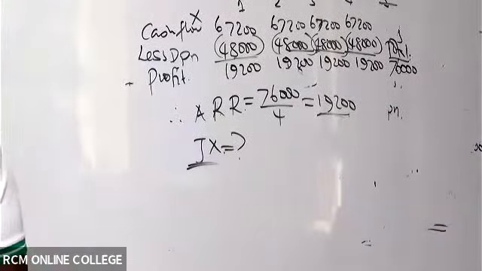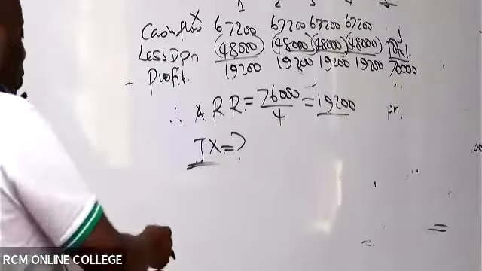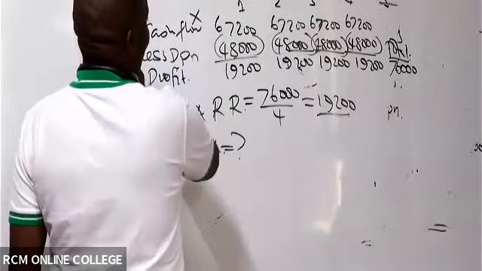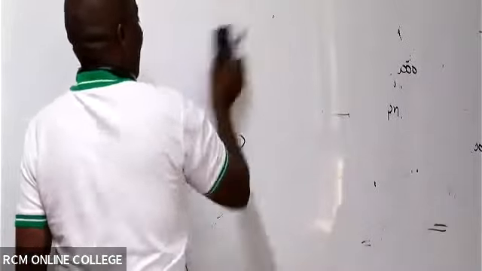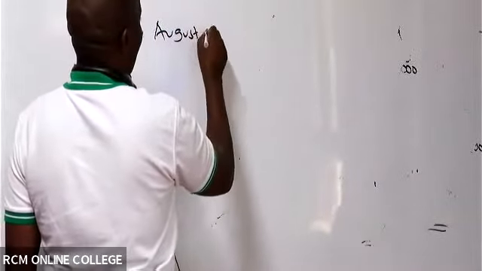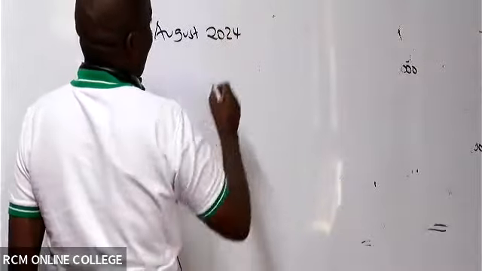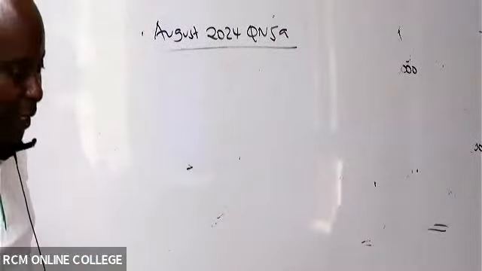So this question that I would want us to tackle now is quite a bad question that students were not able to get very well. So I would want us to do August 2024, question number 5A. Once you get it, could you kindly say hi?